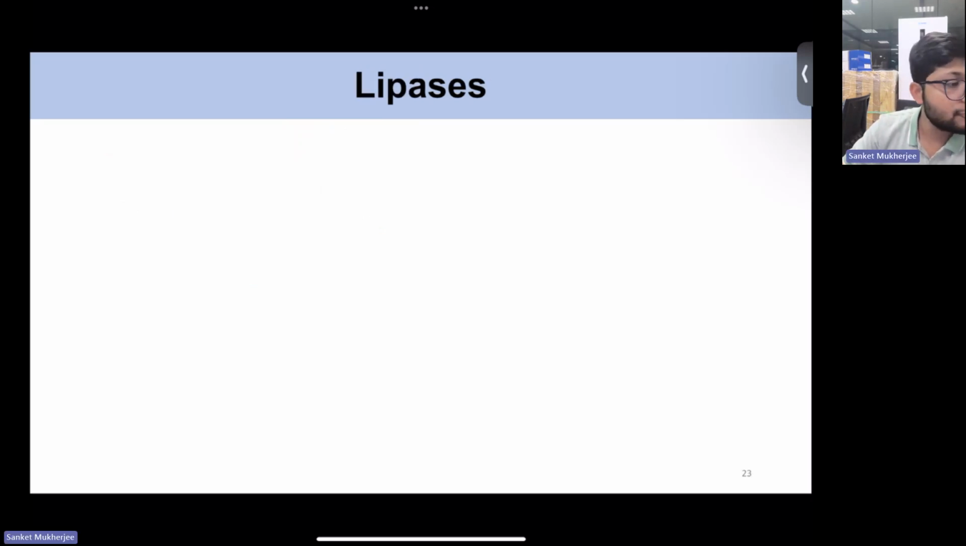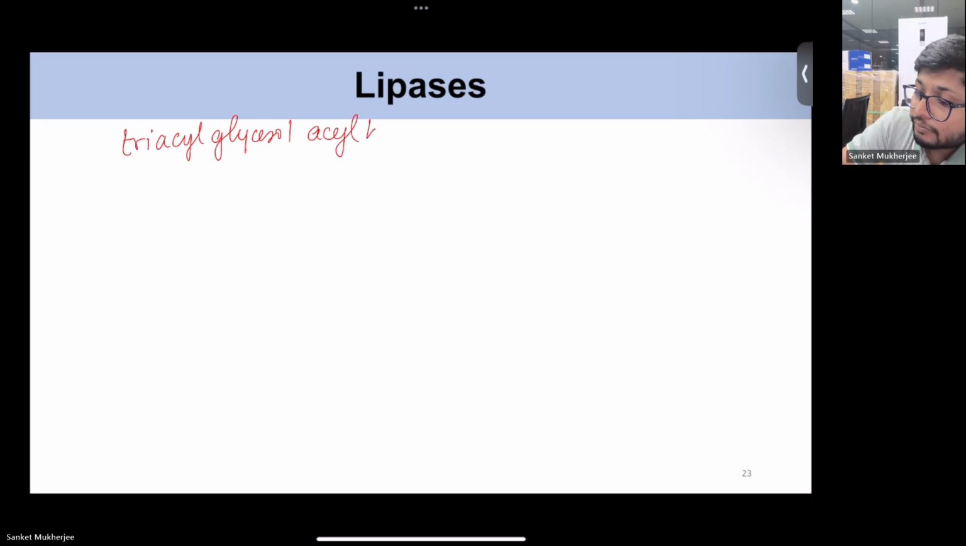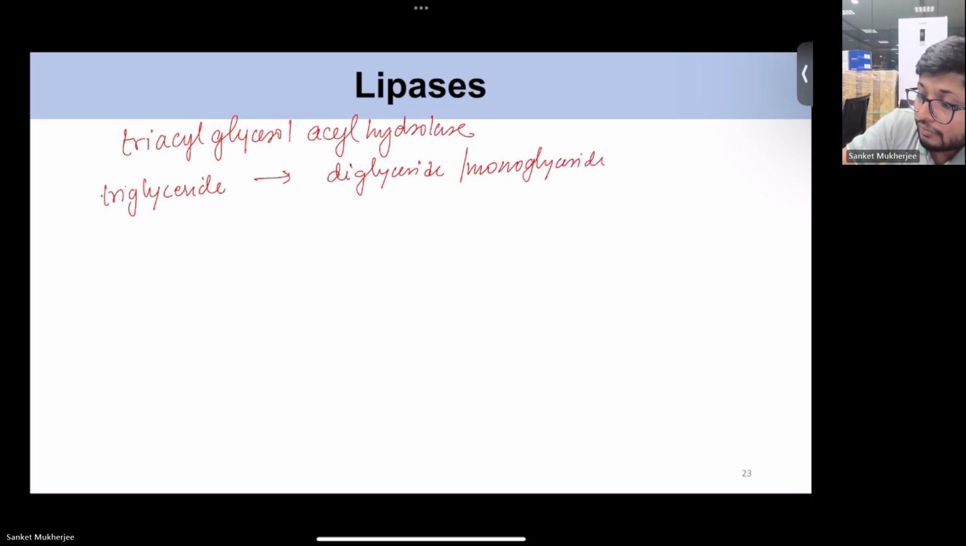Similarly, lipases are actually triacylglycerol acyl hydrolases. They belong to the hydrolase family and act on carboxylic ester bonds. Their physiological role is to hydrolyze triglycerides into diglycerides and monoglycerides. The end products are fatty acids and glycerol.